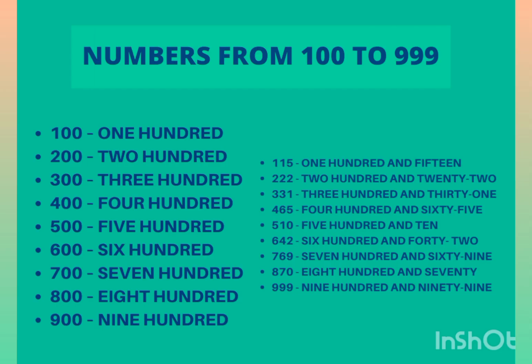Numbers from 100 to 999. 100-ден 999-ға дейінгі сандар. 100, 200, 300, 400, 500, 600, 700, 800, 900.